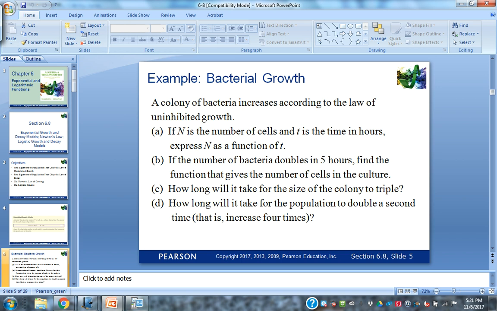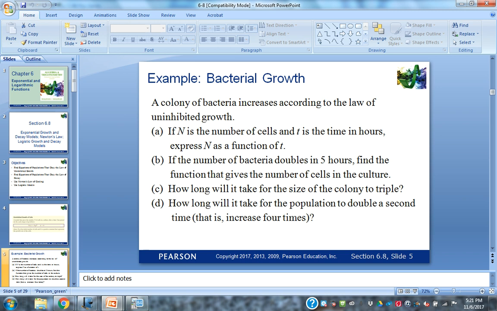A colony of bacteria increases according to the law of uninhibited growth. So that means it fits that formula that the previous slide had. That's all that means. Okay. N is number of cells. T is time in hours. So they give us the unit. Time is in hours. And express N as a function of T.